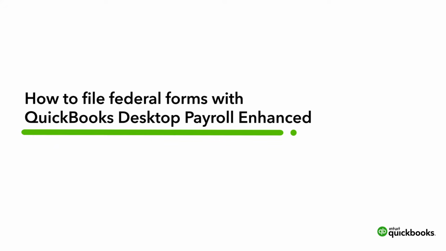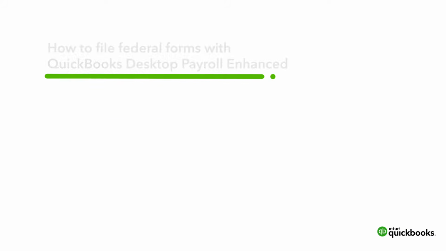At the end of each calendar quarter and year, you'll need to file federal and state tax forms with the appropriate agencies. You can do this through QuickBooks Desktop Payroll Enhanced. Let's go over how to prepare, print, and e-file your federal forms. For this example, we're going to show you the Quarterly Federal Form 941.